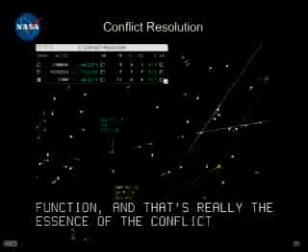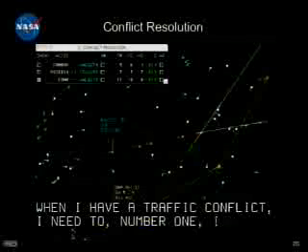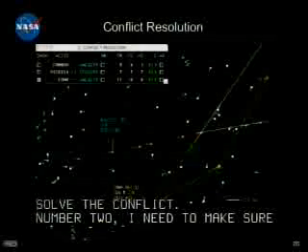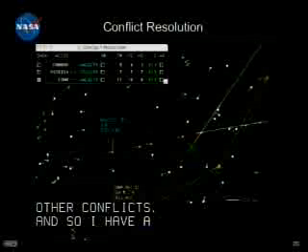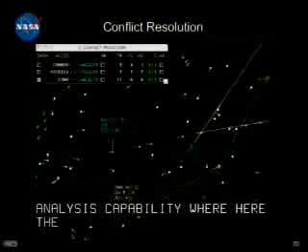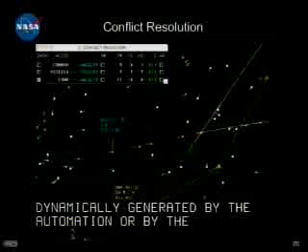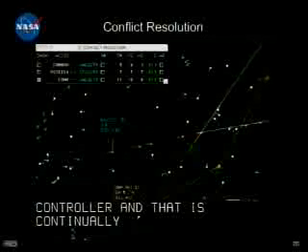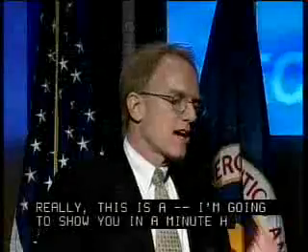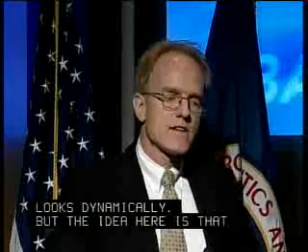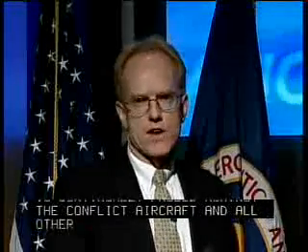Next slide. What I really need to do when I have a traffic conflict is, number one, solve the conflict, and number two, make sure that I have not created any other conflicts. So I have a trajectory analysis capability where the yellow trajectory is dynamically generated either by the automation or by the air traffic controller, and that is continually probed for conflicts with all other aircraft. In a minute, I'm going to show you how this looks dynamically. But the idea is that when that trial plan comes up, it is continually probed against the conflict aircraft and all other aircraft. And when there's an indication that it's clean, then we know we have a new conflict-free trajectory. Next slide.